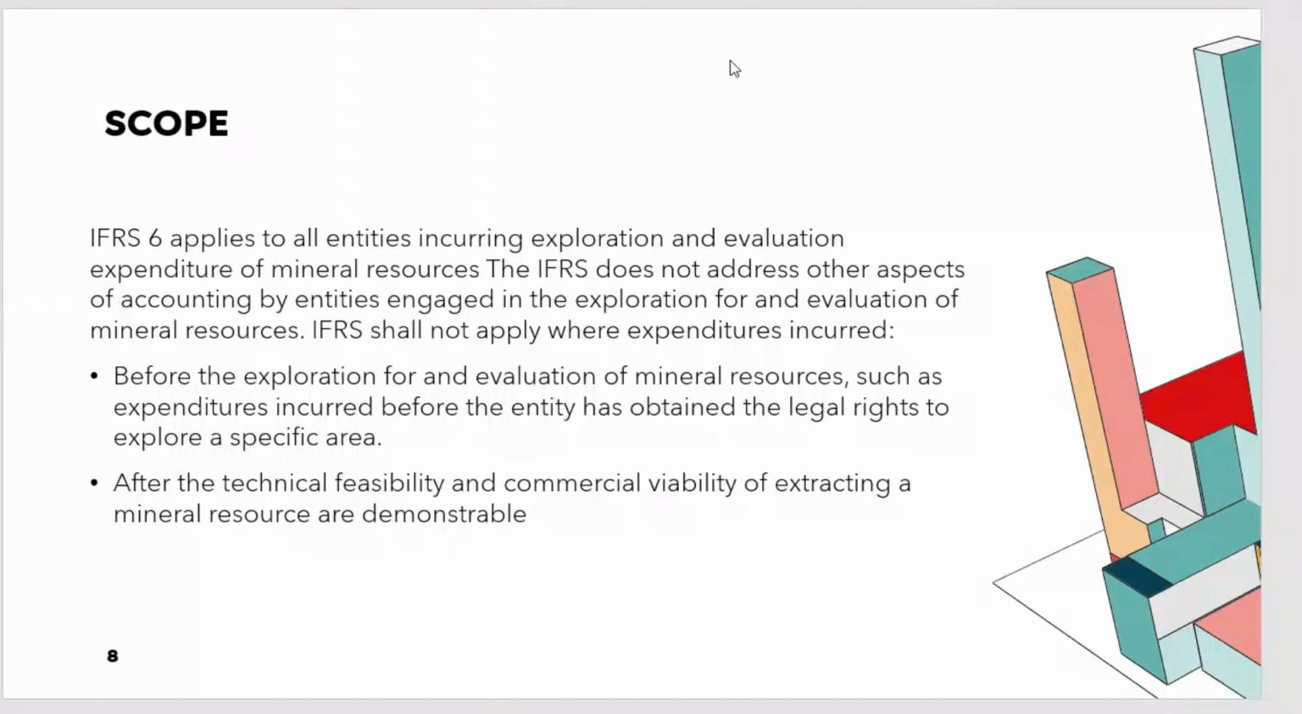In the scope section, one thing you need to remember is what IFRS 6 does not cover. IFRS 6 does not cover development costs, production costs, or costs after feasibility is proven. Once the project becomes commercially viable, other IFRS standards apply. This means IFRS 6 has a limited and specific scope.